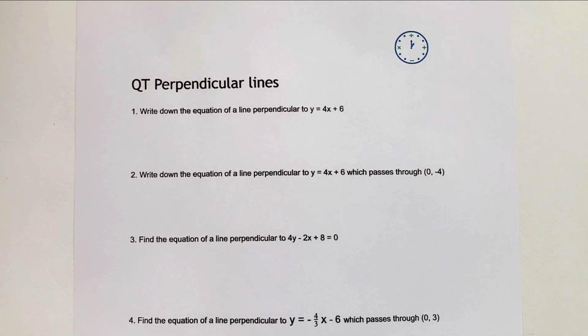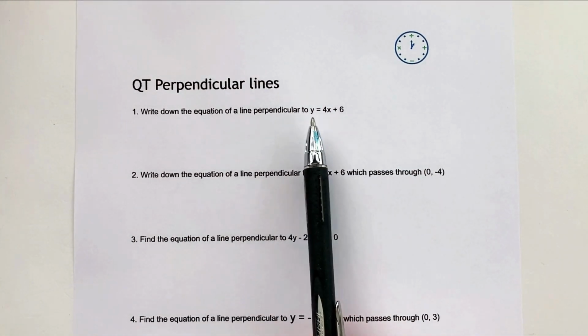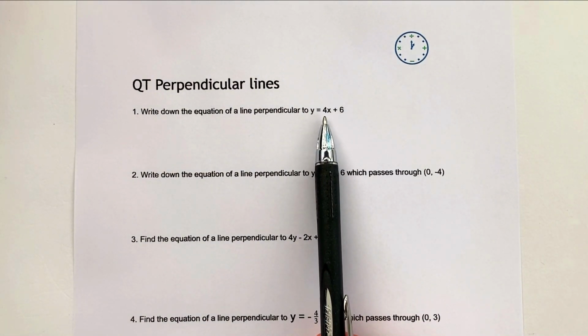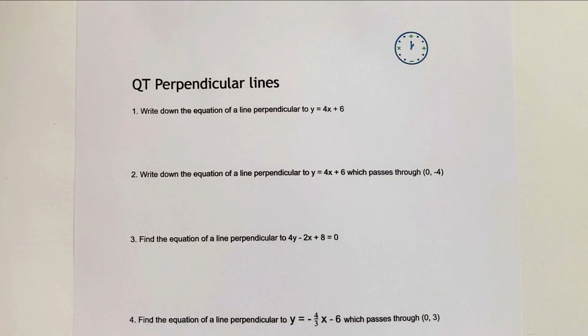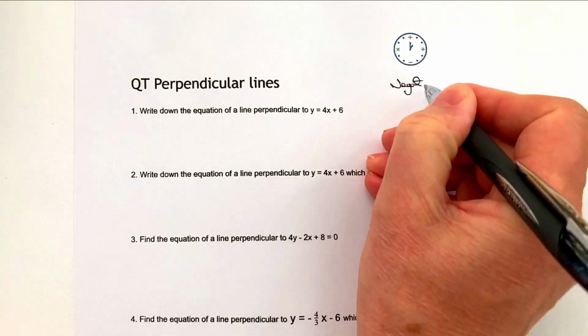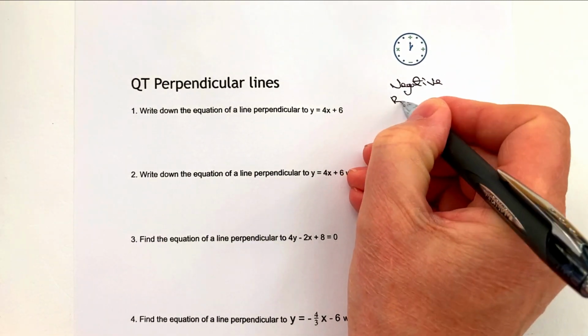Hi, in this video we're looking at perpendicular lines. Now there's a very specific way of doing these. Basically what we're saying is if we want the perpendicular to y equals 4x plus 6, it's the gradient that we need to change. So the gradient for something that's perpendicular is called the negative reciprocal.